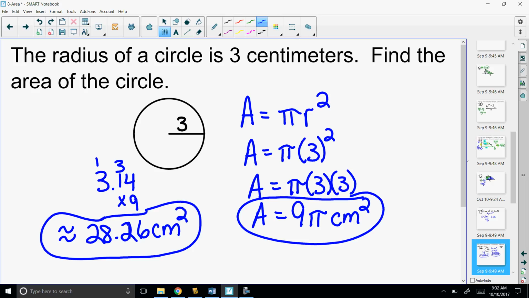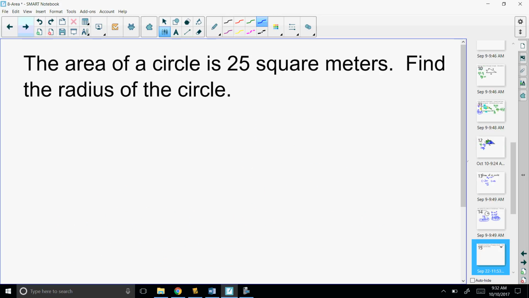Question. The area of a circle is 25 square meters. Find the radius of the circle. That's a little bit difficult right there to work with right off the bat. So I'm going to change it. I'm going to put 25 pi square meters. How do you solve this problem? I'll give you 1 minute with a partner to go ahead and discuss how you would solve this problem. Okay, go.